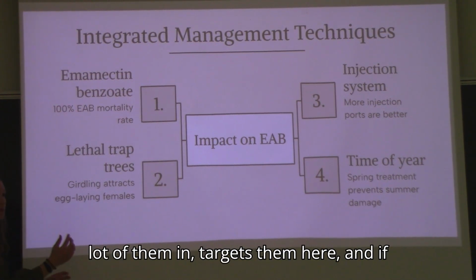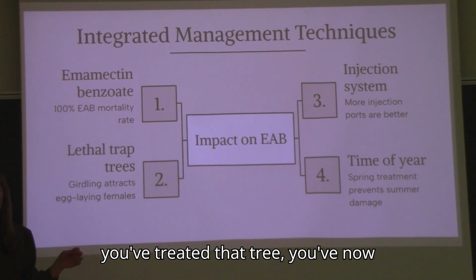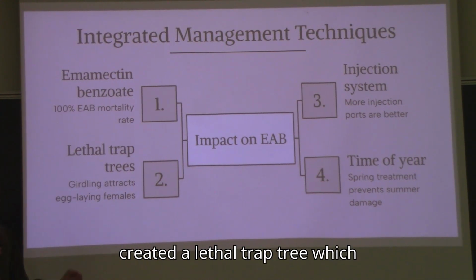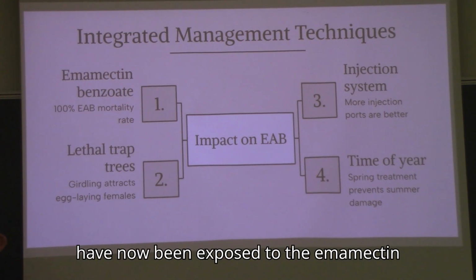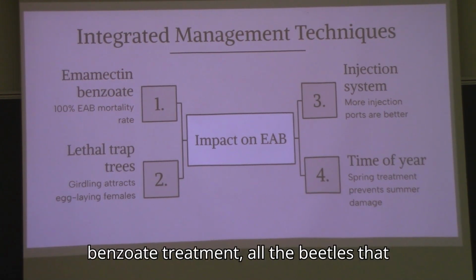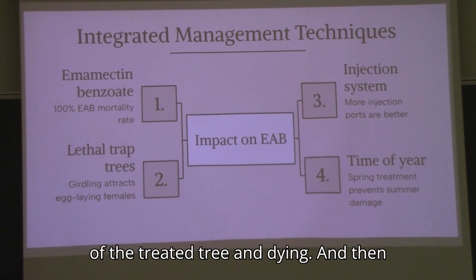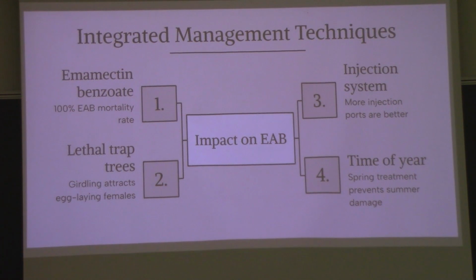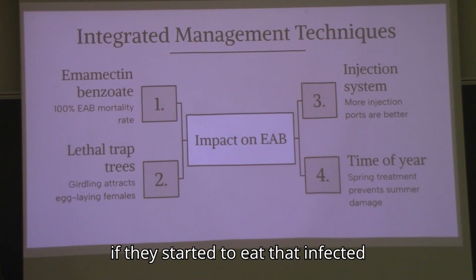So it pulls a lot of them in, targets them here. And if you've treated that tree, you've now created a lethal trap tree, which all of the eggs on that tree have now been exposed to the emamectin benzoate treatment. All the beetles in that area are consuming the leaves of the treated tree and dying. And then the larval stages would also be affected if they started to eat that infected tissue.